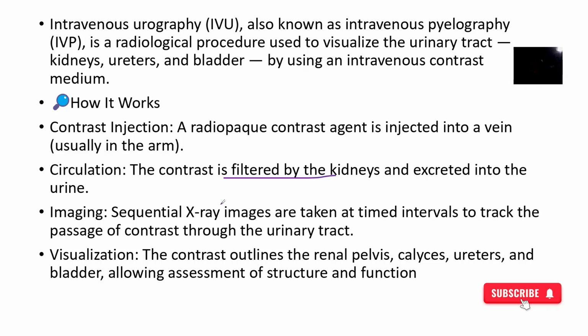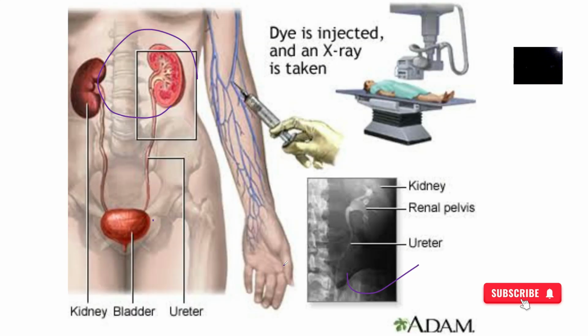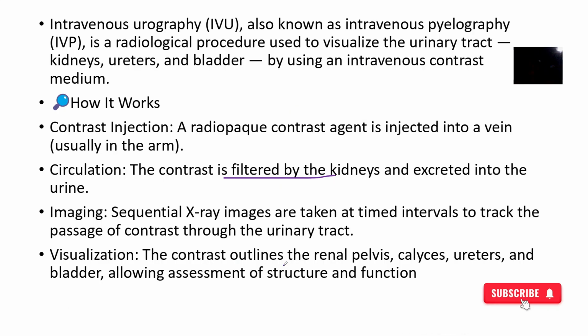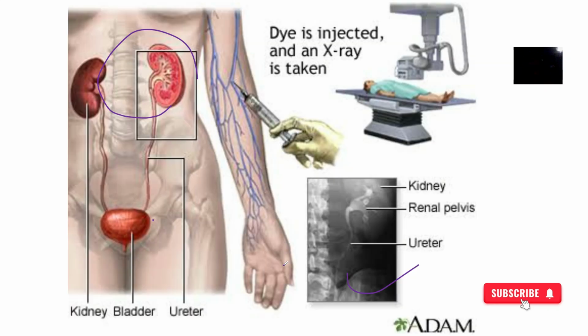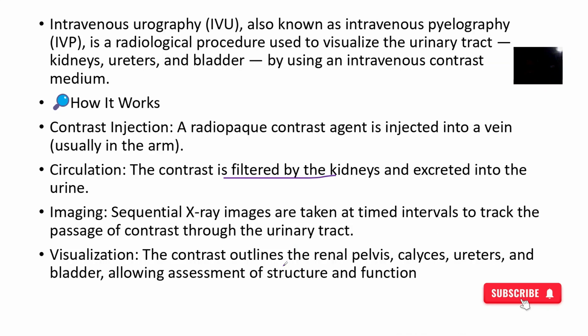So imaging, how about the sequential X-rays? They're taken at different times, so you actually time it, and at different times you are having different concentrations of the contrast in the urinary tract. From there you can visualize the urinary system, the pelvis, the calyces, the ureters, the bladder, the rest of it.